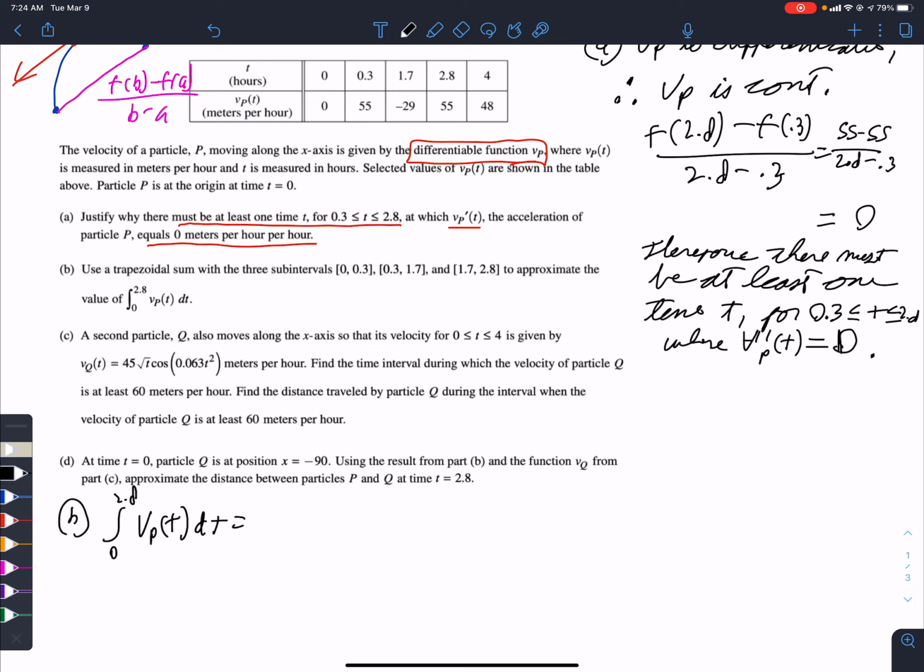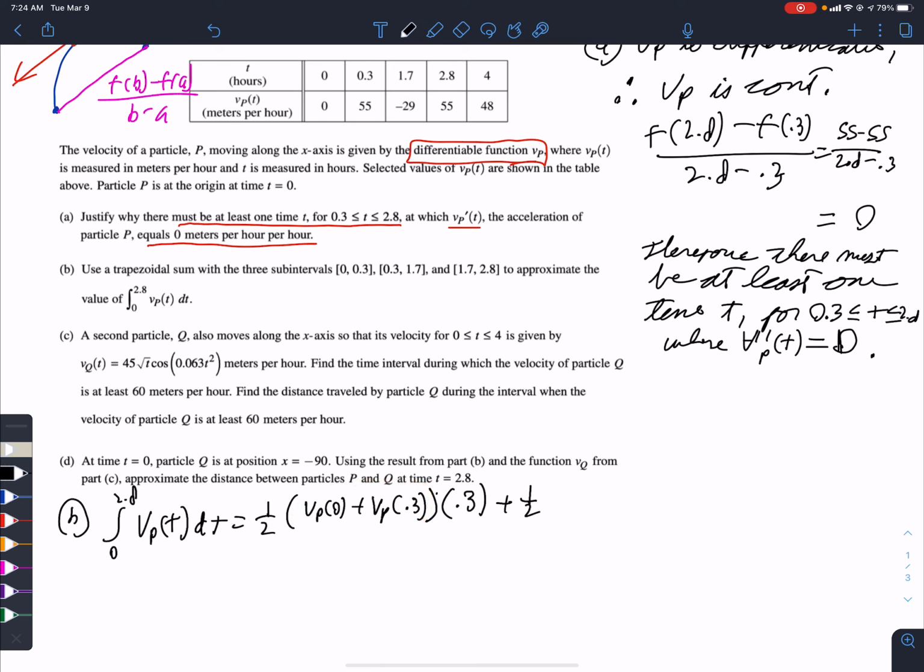So trapezoidal rule, you have to take the area of the trapezoid, which is 1/2, the sum of the bases, which is going to be VP at 0 plus VP at 0.3, and then the width between them is going to be 0.3. This is very similar to area of a triangle, except a trapezoid, you have to add the 2 legs.